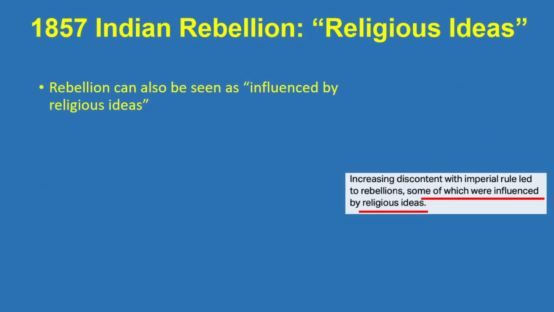We can also include this as a rebellion influenced by religious ideas, including the Enfield rifle animal fat scandal, as well as all the other religious grievances we mentioned. So the Indian Rebellion of 1857 can actually apply to most of topic 6.3.